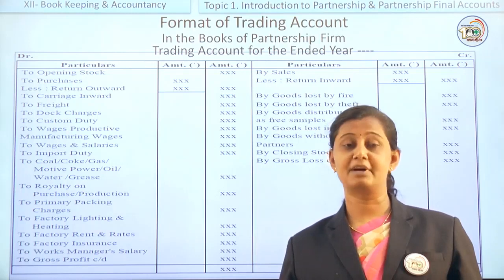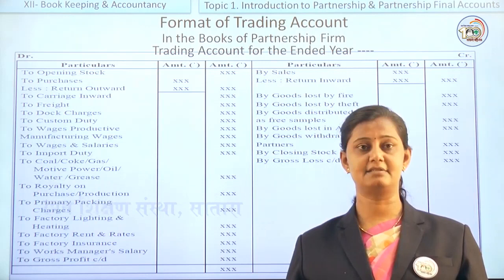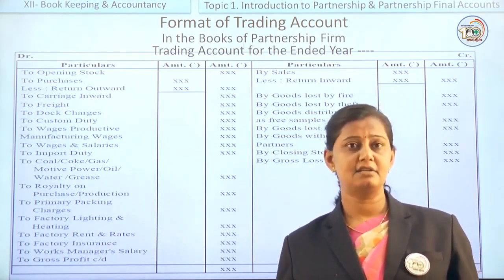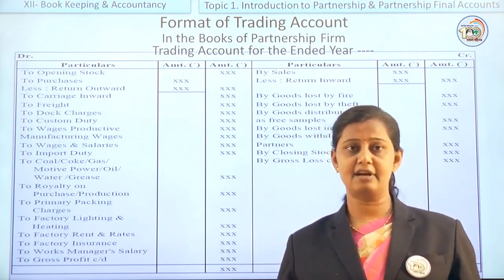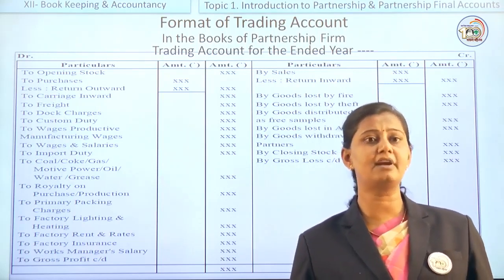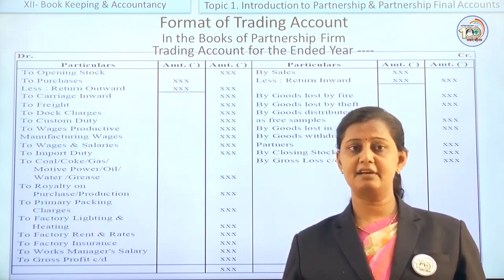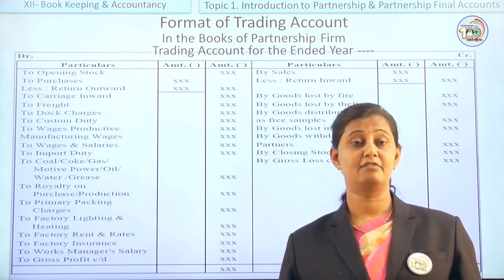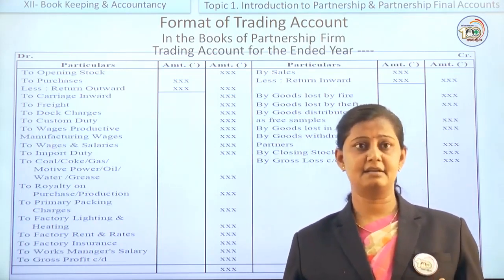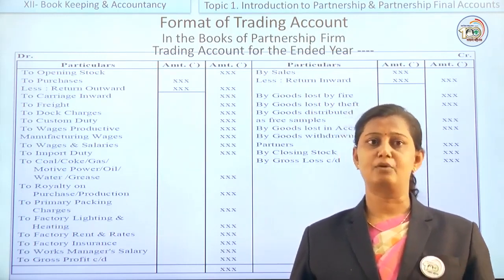Next one is purchases. Purchases include cash purchases or credit purchases. Goods are purchased from creditors or suppliers. It is recorded on the debit side of trading account, in the inner column. Why is the inner column amount recorded? Because any return outwards or purchase return given in the trial balance is subtracted from purchases. So purchases in the inner column, less return outward or purchase return, in the outer column, final amount.